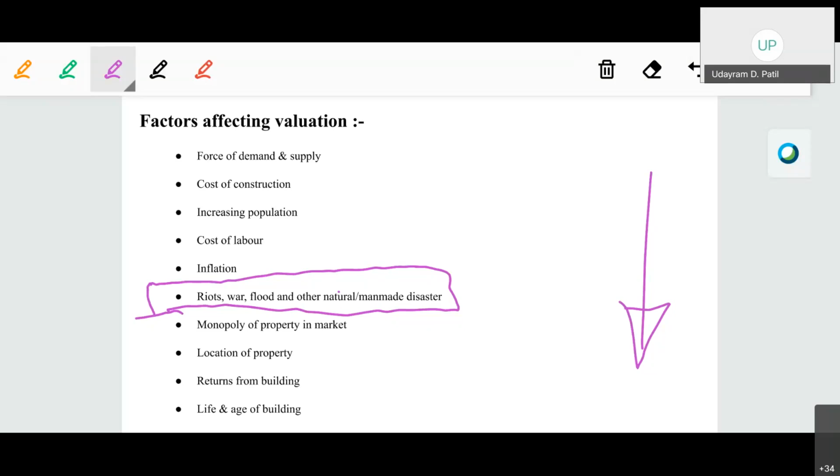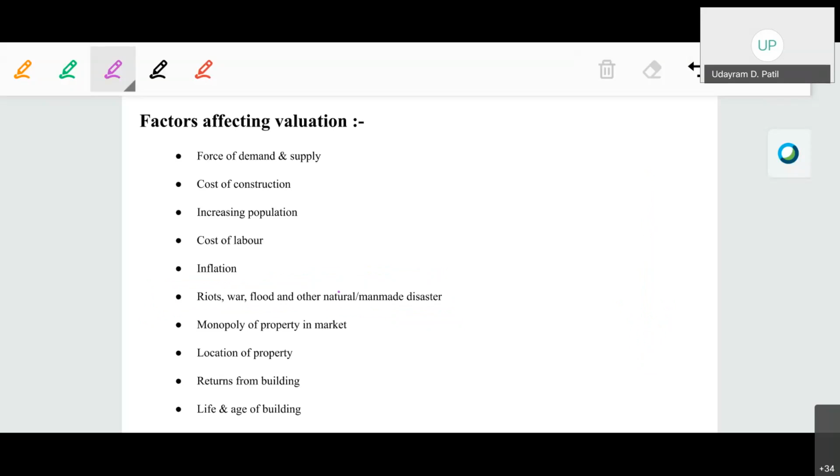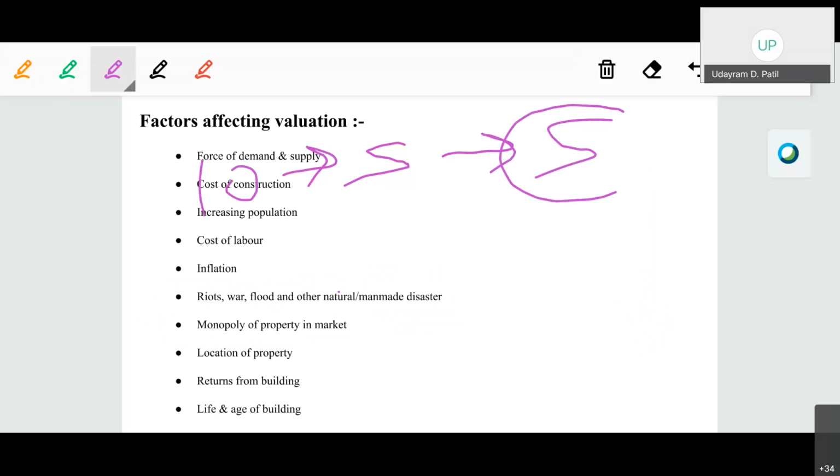Okay, again, monopoly of the property in the market. Again, if the particular property is a certain property, okay, फक्त एकाच प्रकारची प्रॉपर्टी असेल, or only one owner is there for all of the 5 properties. Okay, suppose in this particular case 10 buyers are there and 5 sellers are there. Okay, and the 5 sellers have 5 different buildings to sell, then the competition will be way higher, therefore depending upon the market trend the valuation of the building might be lower.